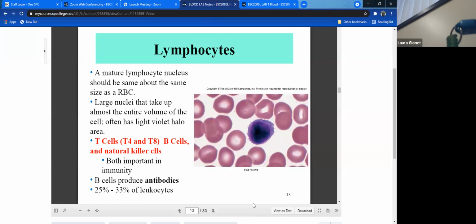You have T cells and B cells. We'll look at those and distinguish between those and natural killer cells when we get to immunology. But right now, you should just know that we have T lymphocytes and B lymphocytes, or T cells and B cells, both important in immunity. They just function differently. But it is the B cells that produce the antibodies. And normally about 25 to 33 or 35% of white blood cells will be lymphocytes.